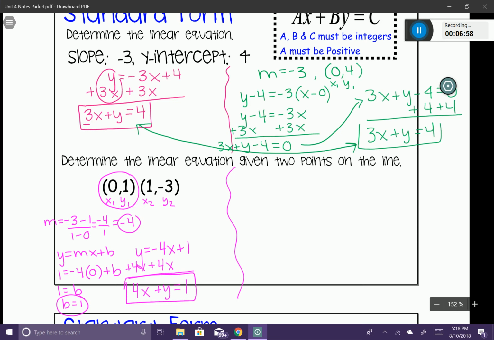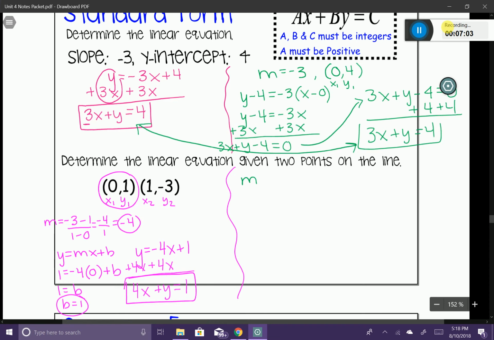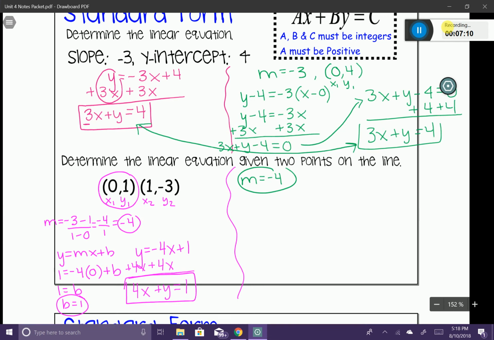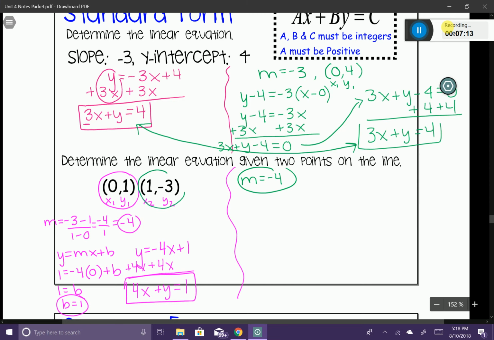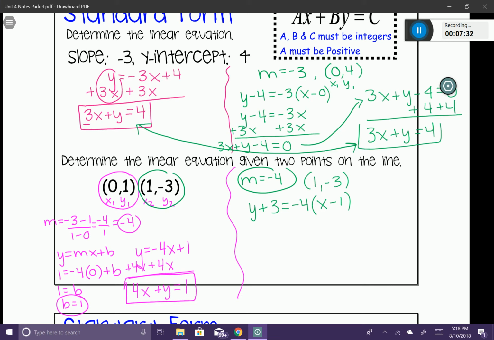So point slope. Well, from the original problem, we already had a slope, right? We said that the slope, using our slope formula, was -4. So we're done with that piece. Now, choose a point. Just to make things interesting, I'm going to choose that second point, 1, -3, and pop it right into my point slope form. So I have y plus 3, remember that negative rule, equals -4 times x minus 1. There's my point slope form of my linear equation.